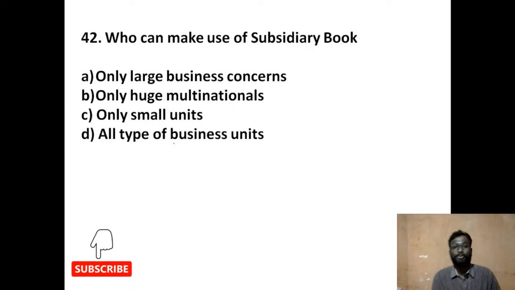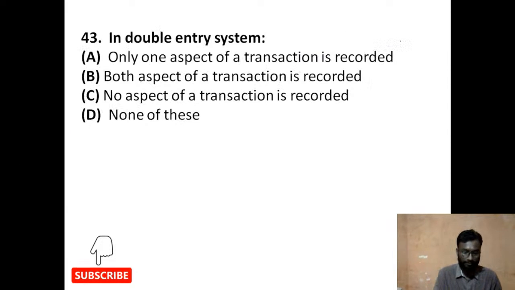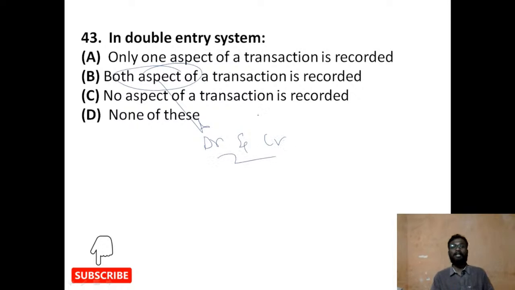Who can make use of subsidiary books? Only large business concerns, only huge multinational companies, only small units, or all types of business units? All types of business units can use the subsidiary books. In the double entry system, generally both aspects of the transaction, that is debit and credit, will be recorded. Yes, guys.